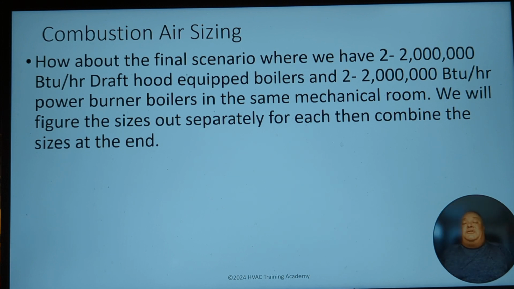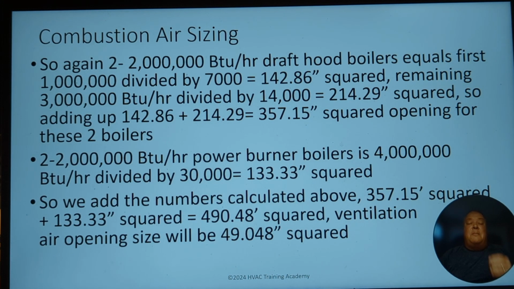So now we combine those two together. What we do is do them separately. We have two 2 million BTU per hour draft hood equipped boilers and two 2 million BTU power burner boilers in the same mechanical room. We're going to figure them out separately and then combine the sizes at the end. Your first step, for your two 2 million natural draft boilers, is the first million divided by 7,000, which is 142.86. The remaining 3 million is going to be divided by 14,000 to give you 214.29 inches squared. Adding those together brings us a total of 357.15 inches squared opening for these two boilers.